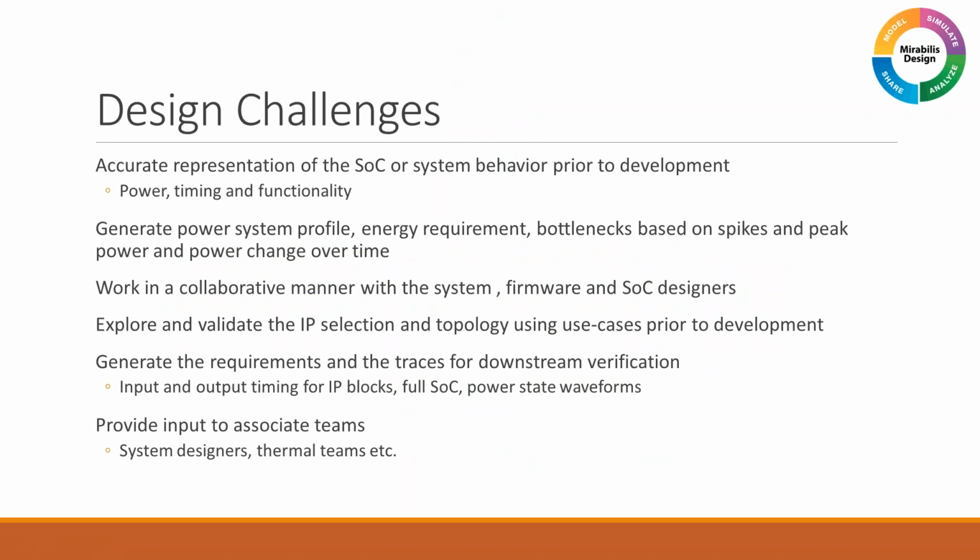When you look at your design challenges in architecting a system, the partitioning between hardware and software is probably the most relevant. The elements of hardware and software partitioning that you're looking at would be to first get an accurate representation of your system on chip by incorporating the functionality, timing, and the associated power management or power algorithms, and be able to generate a variety of profiles.